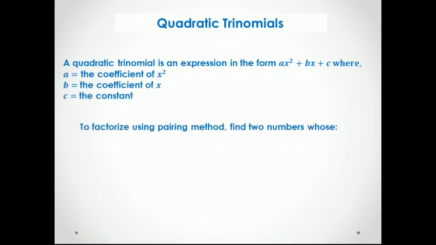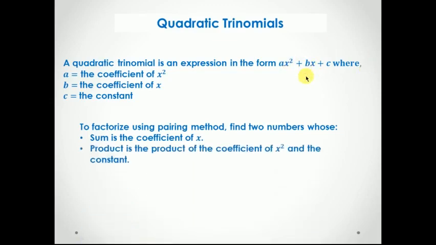To factorize quadratic trinomials, there are various methods that we can use, but the one I'm going to be using today is referred to as the pairing method, where we want to find two numbers whose sum is the coefficient of x. Those two numbers should add to give you b, and their product should be the product of the coefficient of x squared and the constant. In other words, when we add them it will give us b, and when we multiply them it will give us a times c.